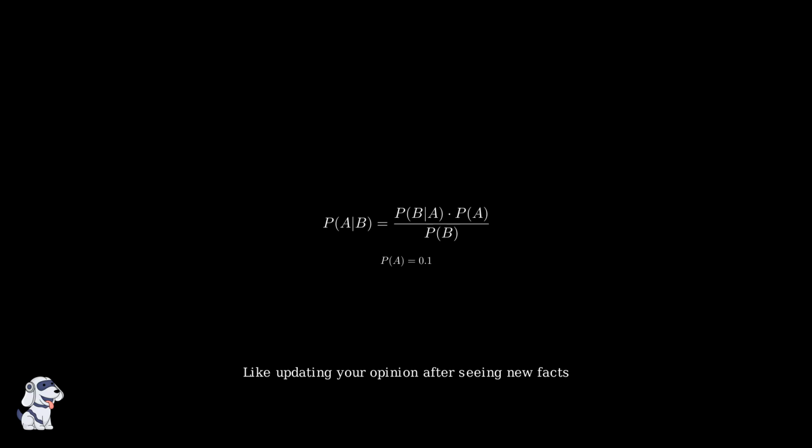To see how this works in practice, let's plug in some numbers. Suppose we start with a prior belief of 10% that it's going to rain today. If we see dark clouds, evidence that's 80% likely if it will rain, and the overall chance of seeing dark clouds is 20%, then our updated belief becomes about 40%. Bayes' theorem gives us the mathematical tools to update our beliefs rationally as we encounter new information, forming the foundation of Bayesian thinking.